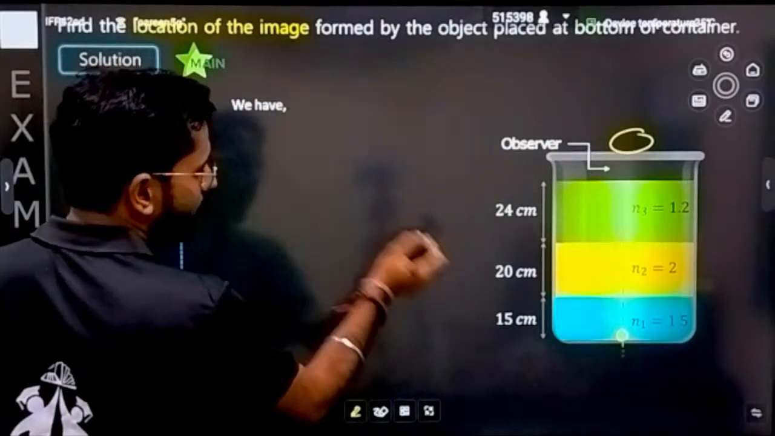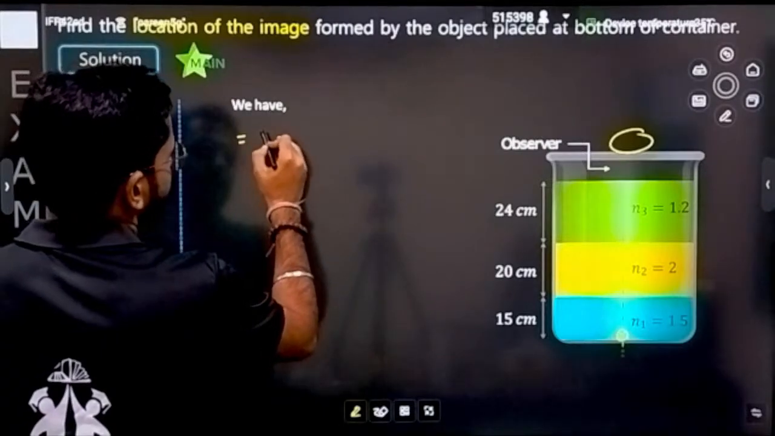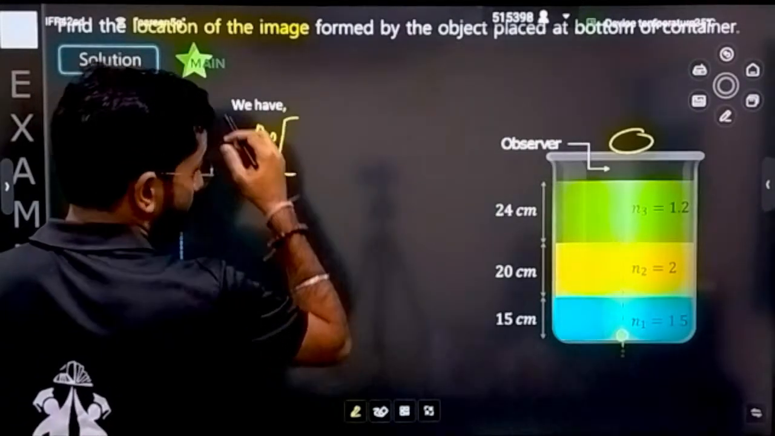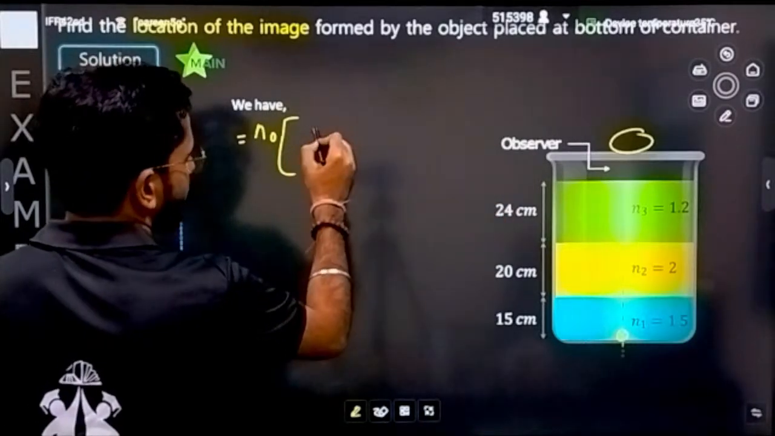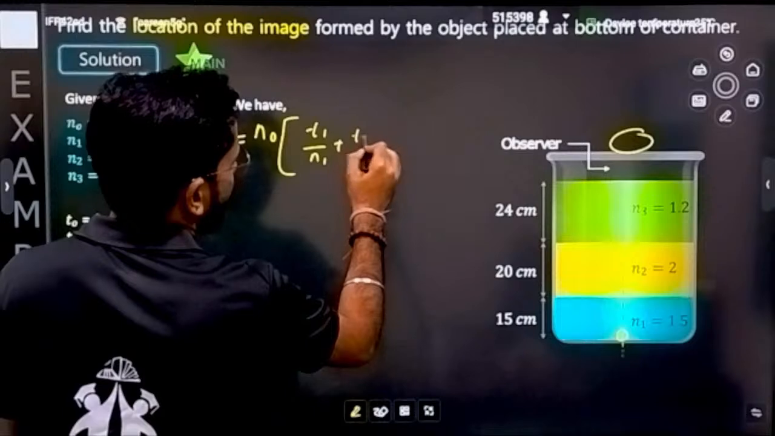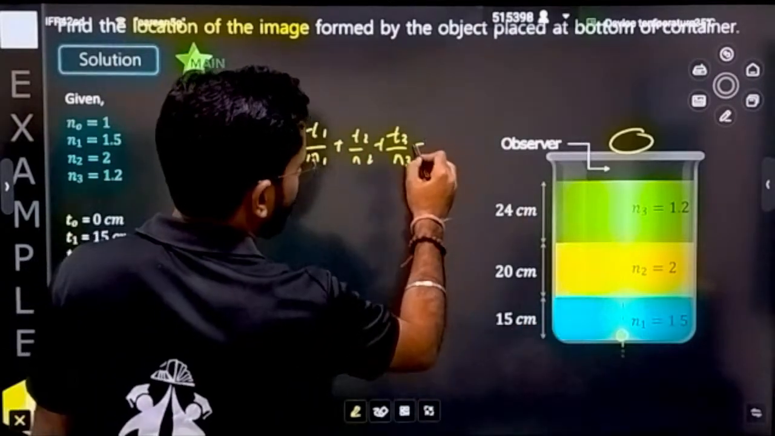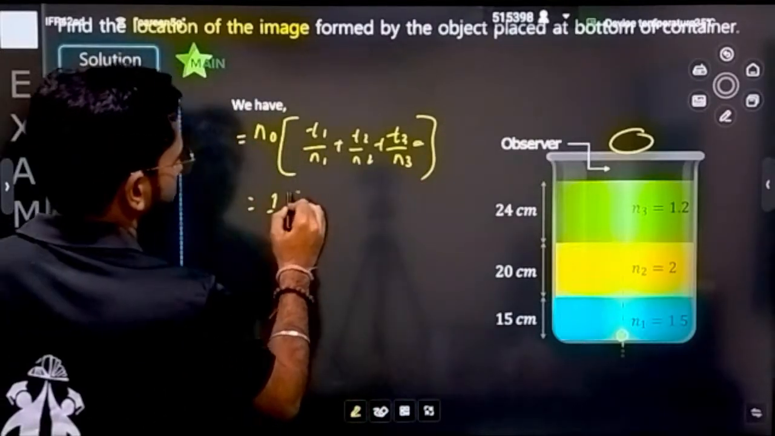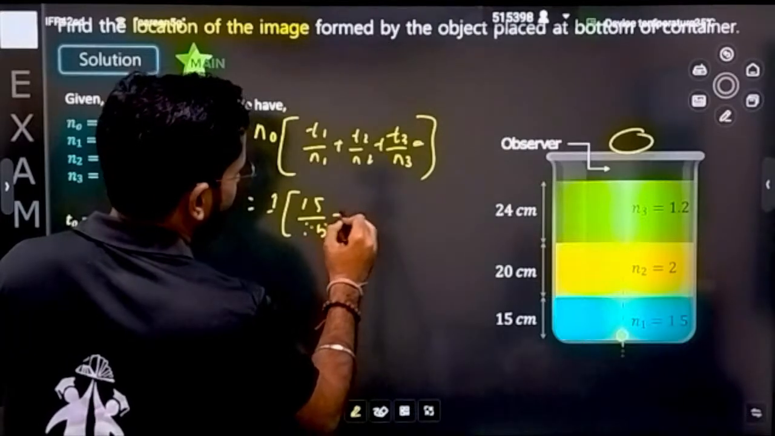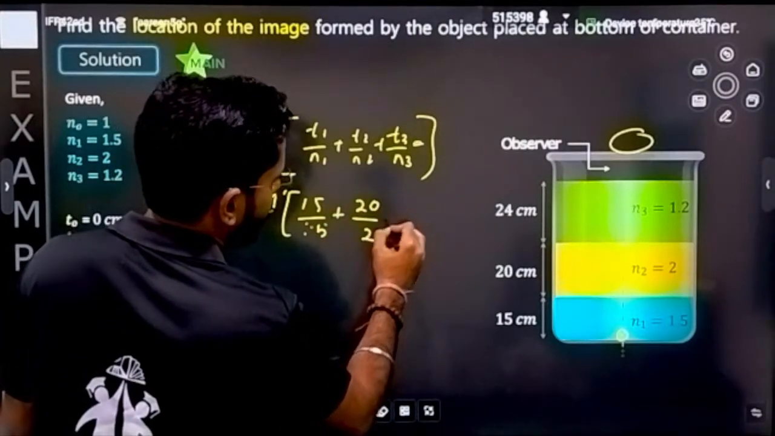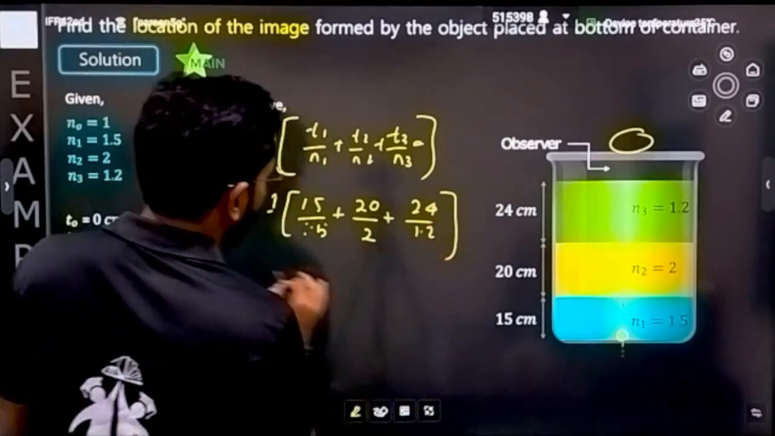What we know is, when object and image are in different mediums, the result is: just multiply n naught, the refractive index of the observer, which is going to be 1. Then simply do t1 by n1 plus t2 by n2 plus t3 by n3. How many mediums are there? Only 3 mediums, that's it. N naught will be equal to 1. T1, how much thickness is there? 15 divided by refractive index 1.5, plus T2, 20 divided by refractive index 2, plus T3, that is 24 divided by 1.2. Correct?